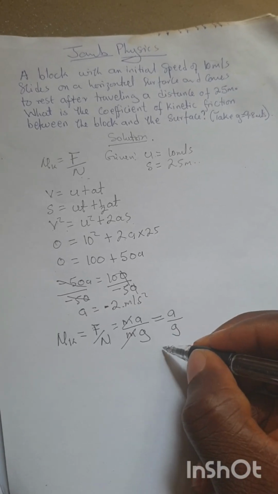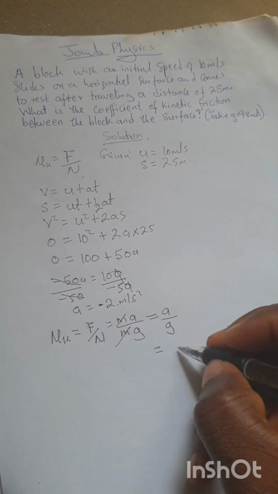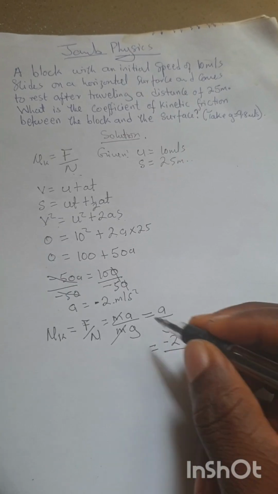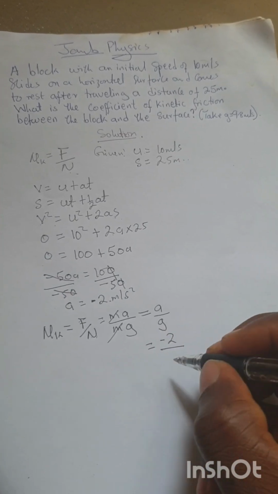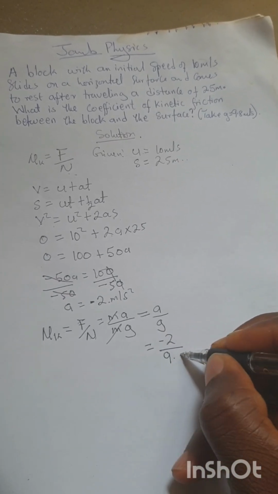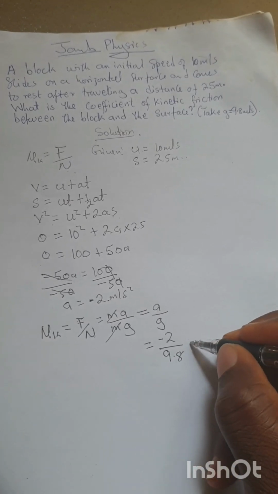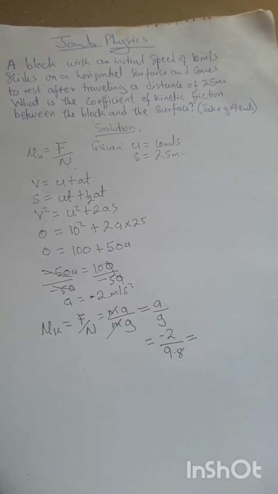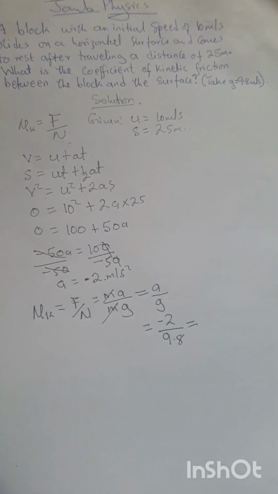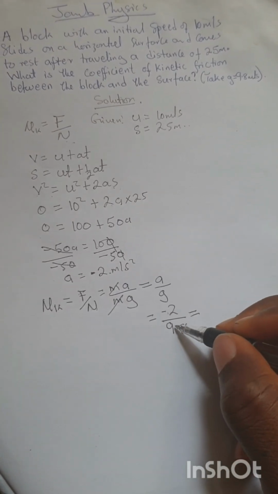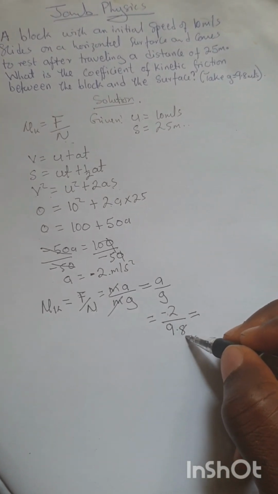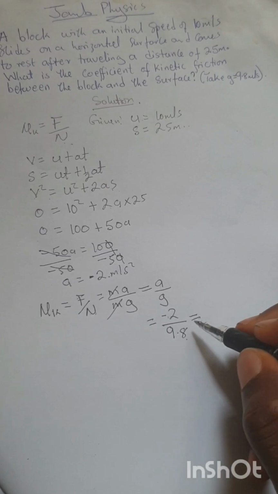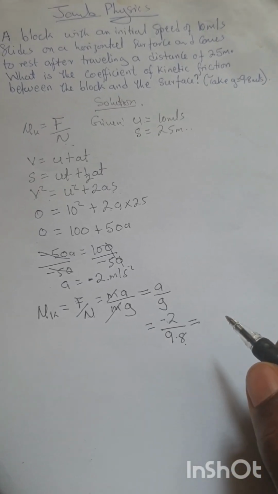Now we have gotten a to be minus 2, divided by g, the acceleration due to gravity, which is given in the question as 9.8. It's always a constant. Acceleration due to gravity is a constant. So when you divide minus 2 over 9.8, you will get an answer. Now divide it and let me know the answer you have.